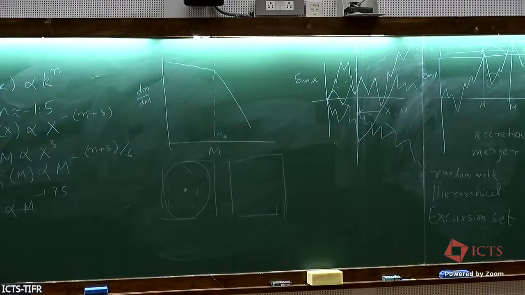So for example, 10 to the 12 solar mass halos today will be very rare. 10 to the 8 solar mass halos will be all over the place. But if you go to redshift 10 or something, even 10 to the 8 solar mass halos will be extremely rare, and 10 to the 12 you cannot even imagine at those redshifts. So it all becomes very relative.